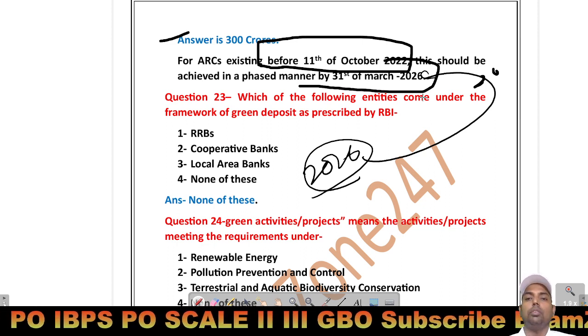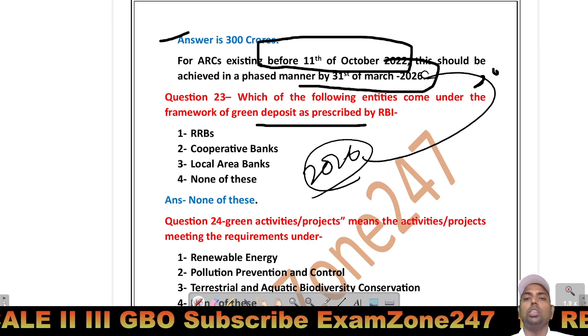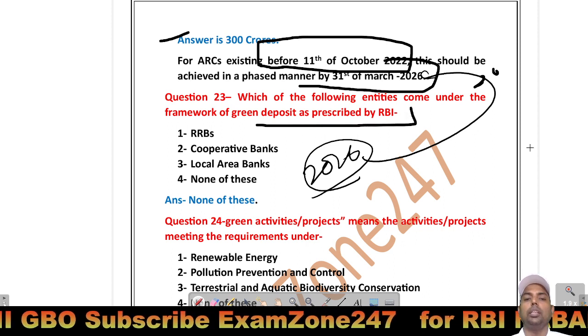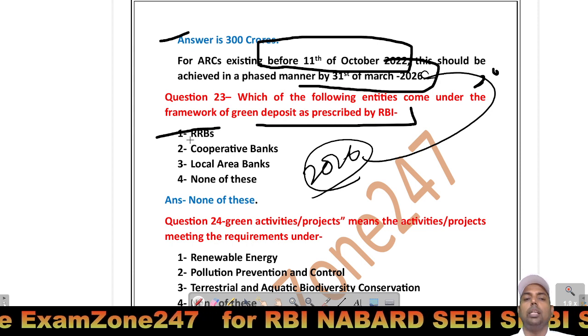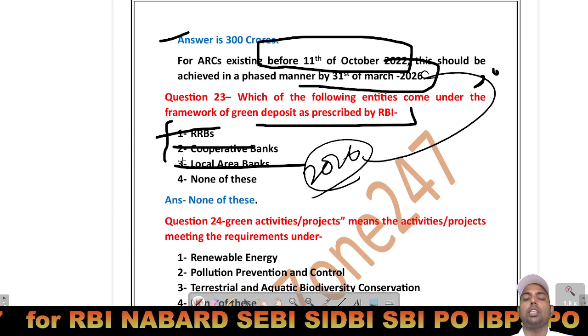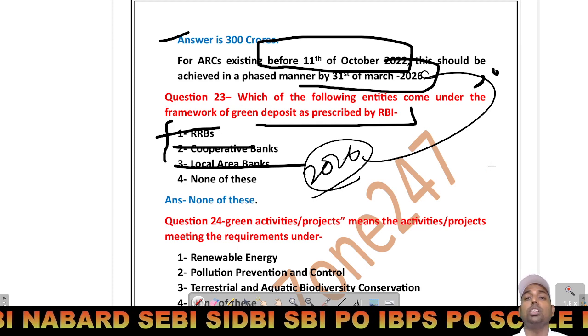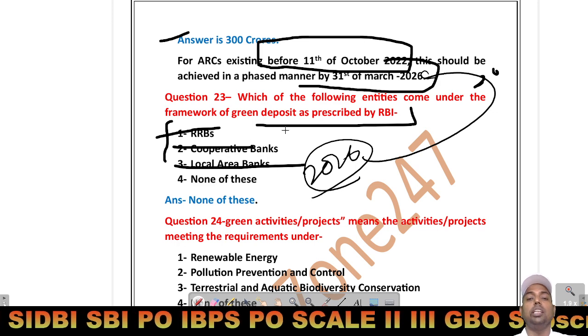Which of the following entities come under the framework of green deposit as prescribed by RBI? Okay, no. RRBs, cooperative banks, and local area banks, any one of these cannot accept green deposits. Okay, cannot float the funds against the green deposits.